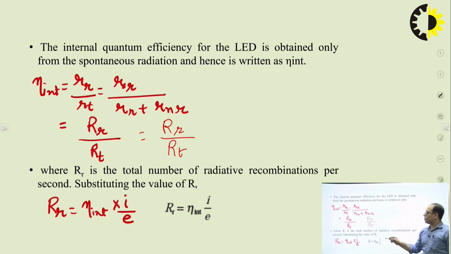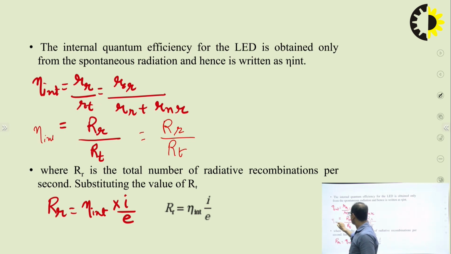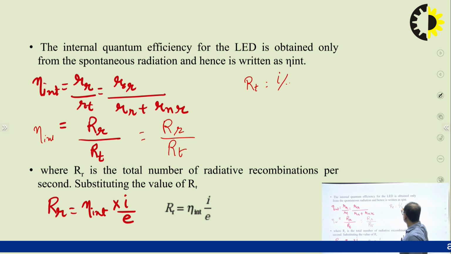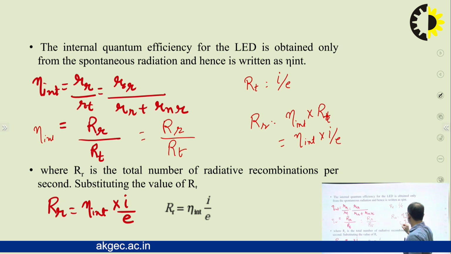Clear? And we know from the above equation that RT is equal to what? I by e. So we can see that RR is equal to internal quantum efficiency multiplied by RT, and this is equal to I by e. Clear? So RR is equal to internal quantum efficiency multiplied by I by e.